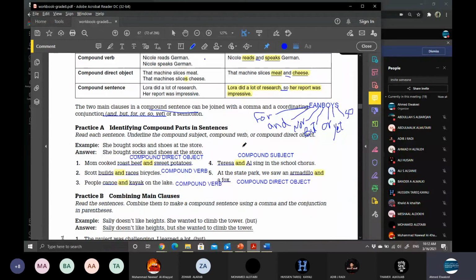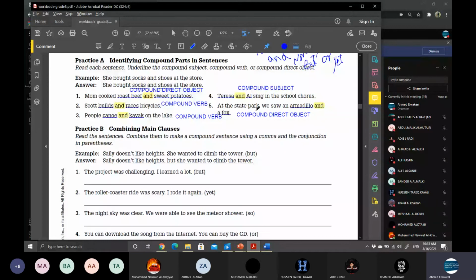There is another method, of course, which is the paired conjunctions, like neither nor, either or, both and. So neither Ali nor Muhammad did the homework. So we have a compound subject here also. Okay, but the easiest one in your grade right now is just having them between and. Either they are a compound direct object, a compound verb, or a compound subject. And.